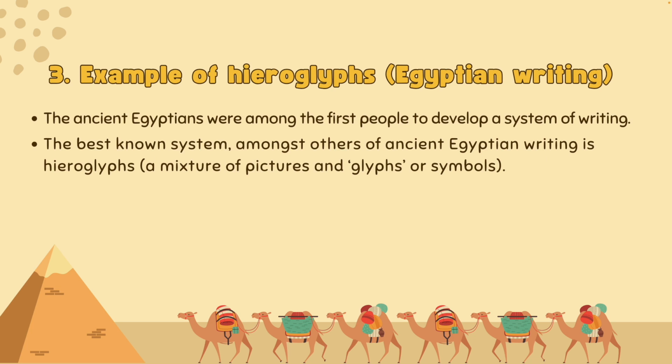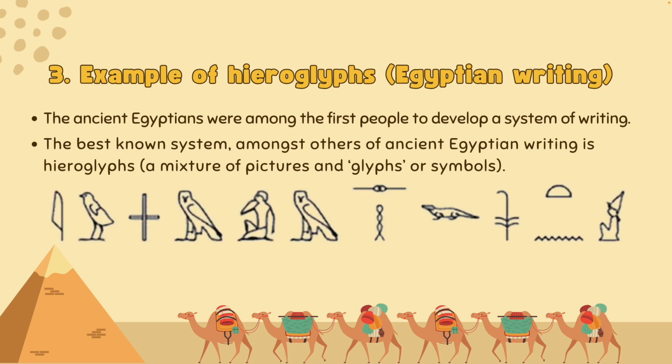So here is an example of what a hieroglyph looks like. So that's a hieroglyph, right? You see it's got images, yeah, and it's got symbols. It looks like it's writing. It's got symbols and it's got images.